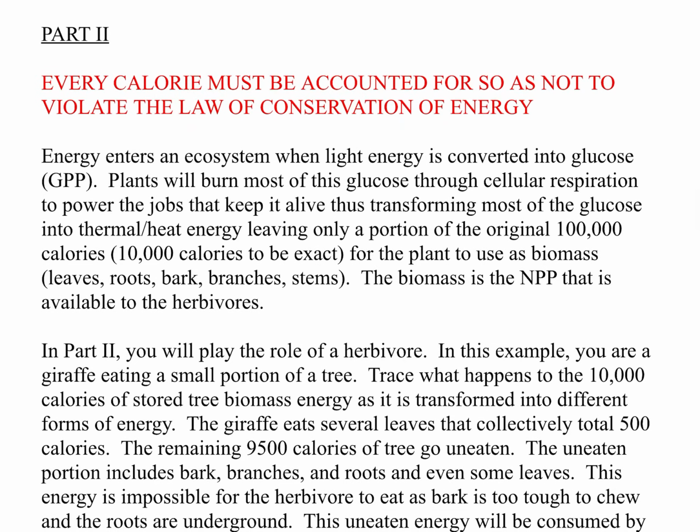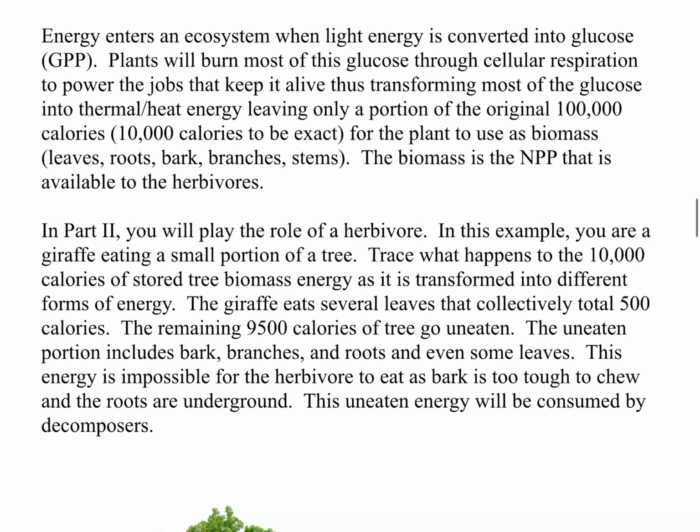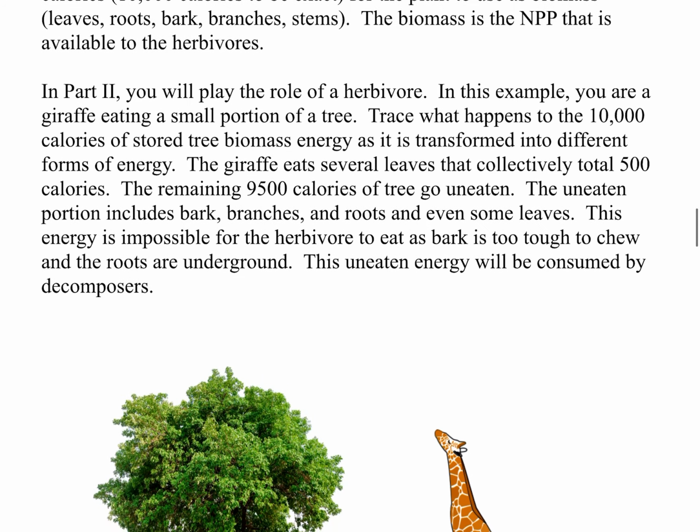Again, keep in mind we have to account for every single calorie because we can't violate the law of conservation of energy. So let's do a quick recap. Energy enters an ecosystem when light is converted into glucose. That's your GPP. Plants will burn most of this glucose through cellular respiration to power the jobs of life that keep it alive, thus transforming most of the glucose into thermal energy. That leaves only a portion of the original 100,000 calories, 10 to be exact, 10,000 calories, for the plant to use as biomass. The biomass is the NPP that's available to the herbivores.